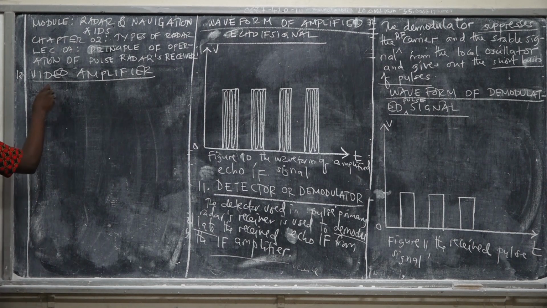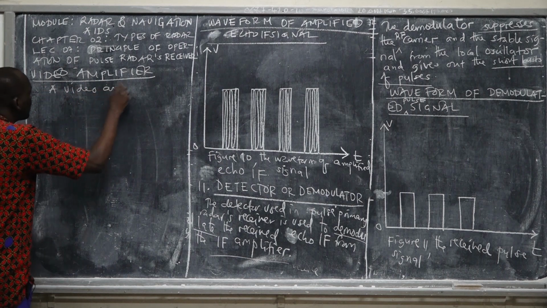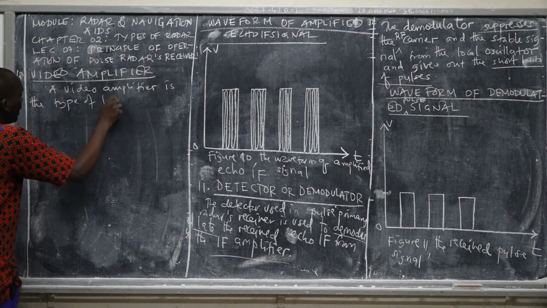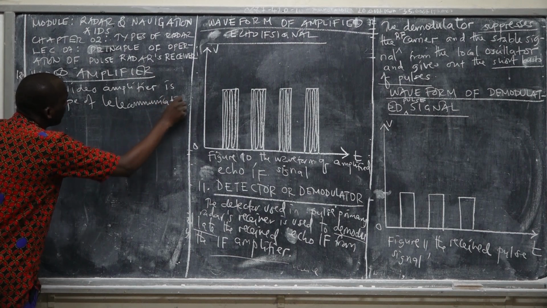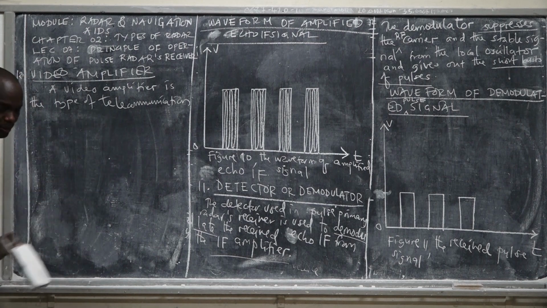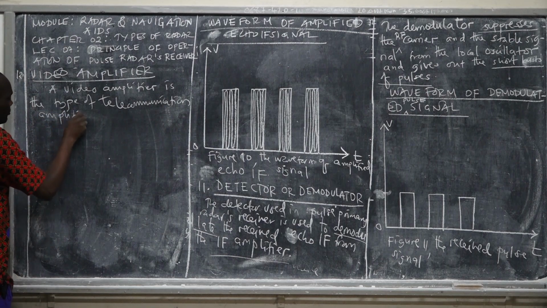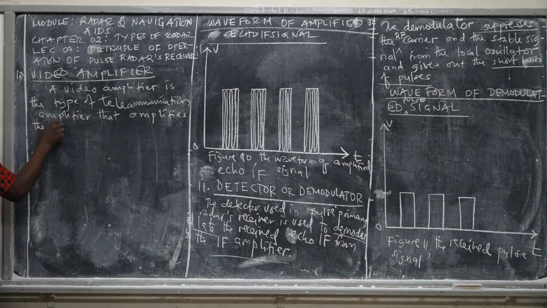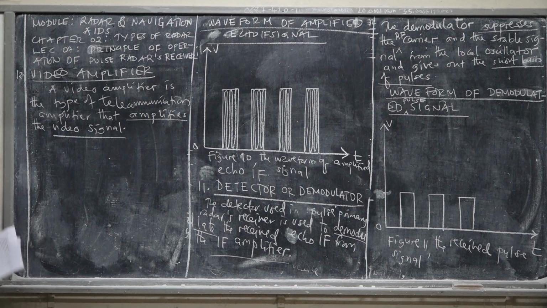So remember, if somebody asks you what a video amplifier means: a video amplifier is a type of telecommunication amplifier that amplifies what? The video signal. Say video signal.